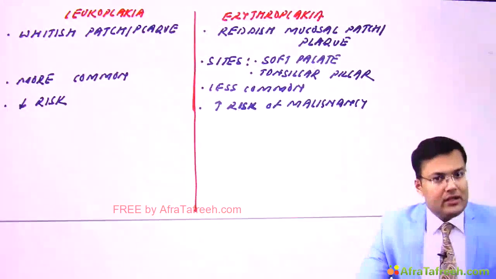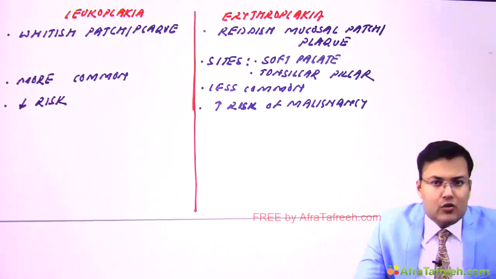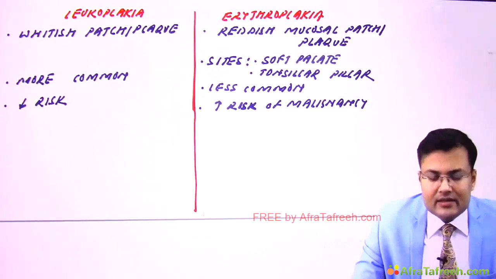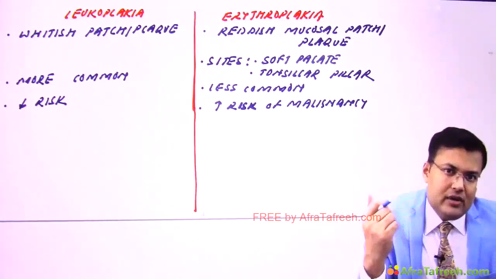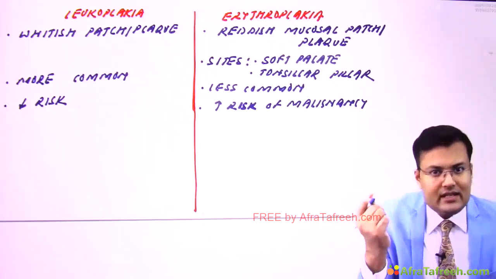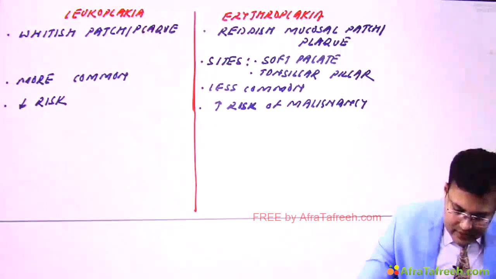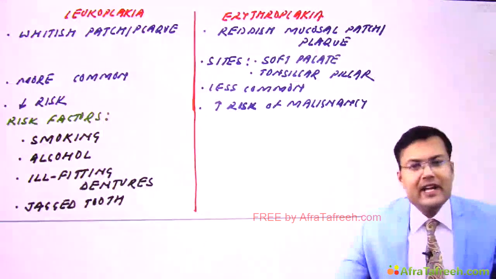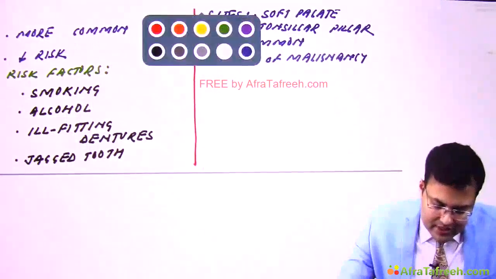Okay. Now see what are the risk factors for leukoplakia. So the people who are smokers, taking alcohol, these patients are having increased risk. If the patient is having ill-fitting dentures or jagged tooth, in those cases also there is increased incidence of leukoplakia. So smoking, alcohol, ill-fitting dentures and jagged tooth, all these are going to increase the risk.